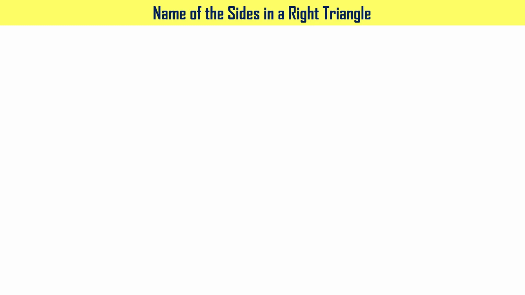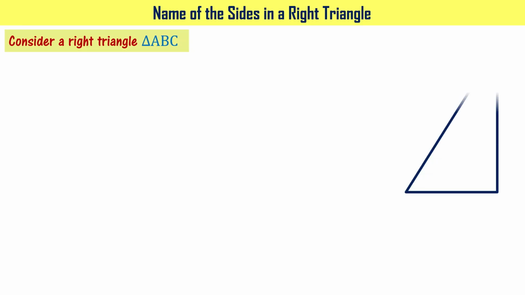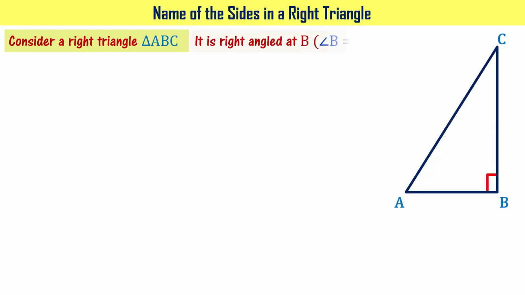Let's now learn about the names of the sides in a right triangle. Let us consider a right triangle, triangle ABC as shown here. It is right angled at B. It means angle B equals 90 degrees, right? The side opposite to the right angle is called the hypotenuse. It means AC is the hypotenuse of this triangle, right?